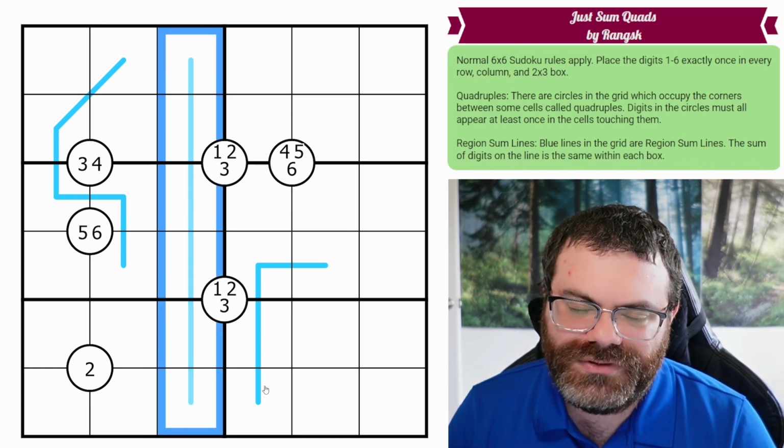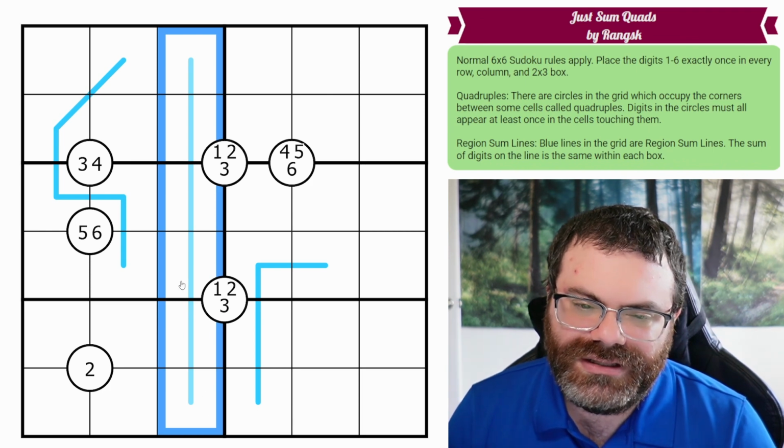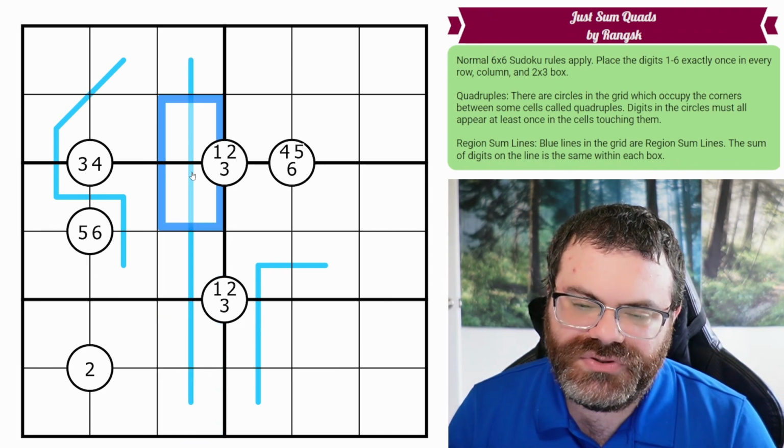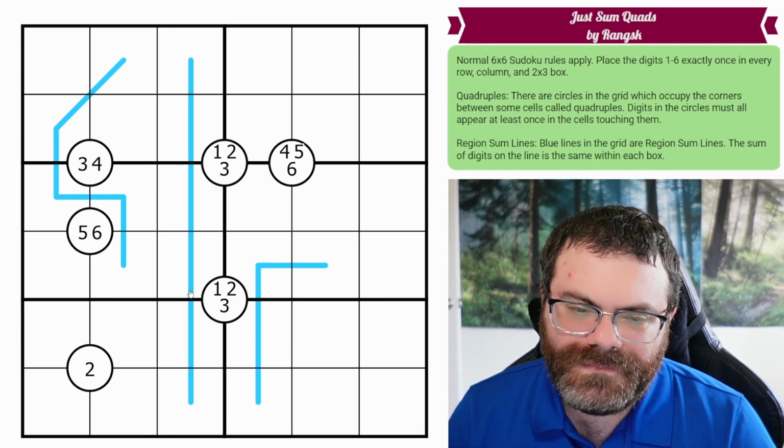So I purposely started with this extra region here, and I thought that sticking this region line down it would be really interesting because of the entropic property, that you need 1 of 1, 2, 3, 1 of 4, 5, 6, and the 1, 2, 3s were forced here.